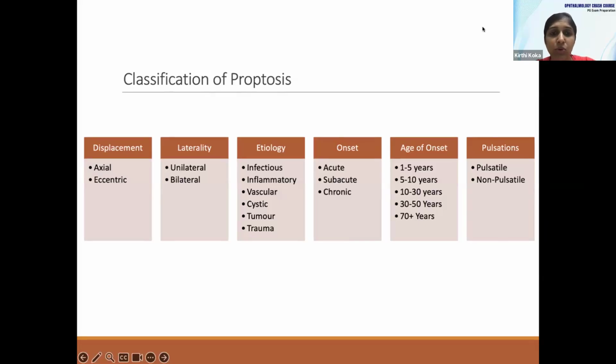Laterality, whether it's just one eye or both eyes, based on etiology, you can classify them based on the onset into acute to subacute and chronic. Based on the age, you can divide it, and based on whether the proptosis is pulsatile or non-pulsatile. So these are various ways by which you can classify it.